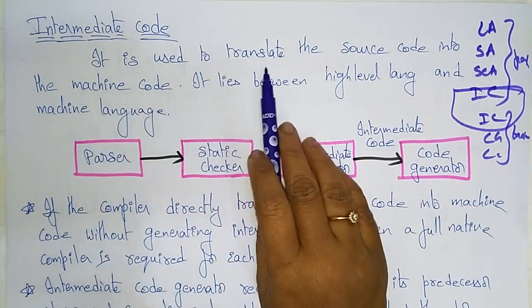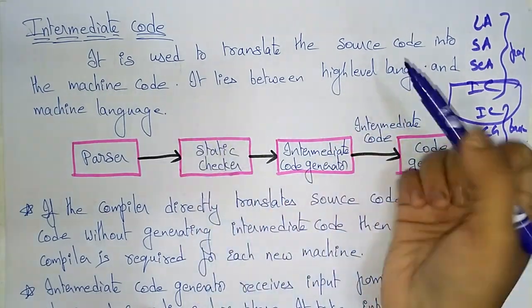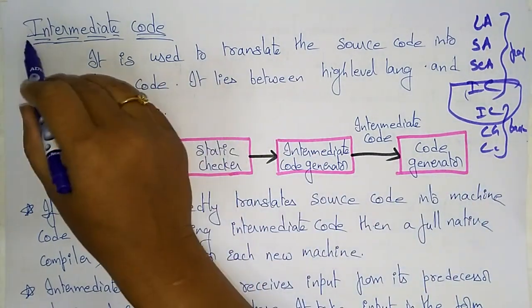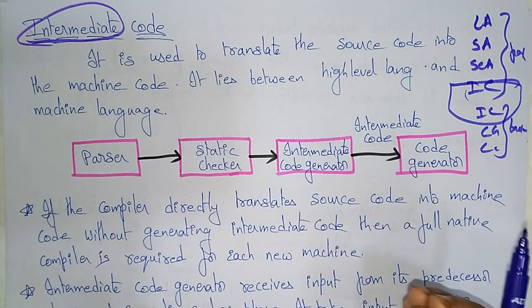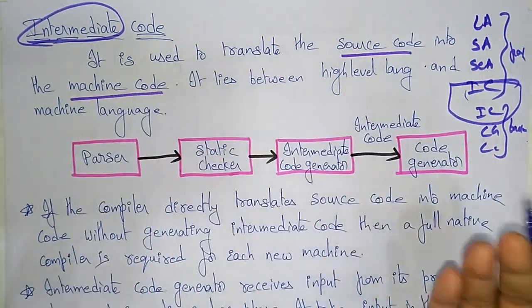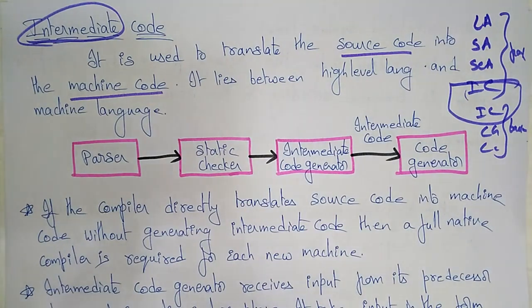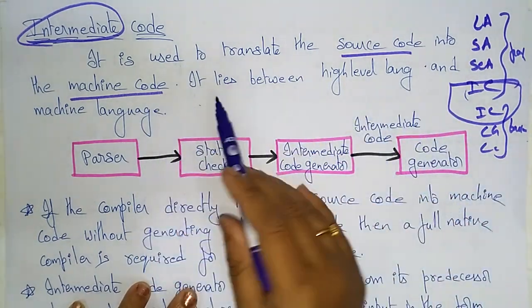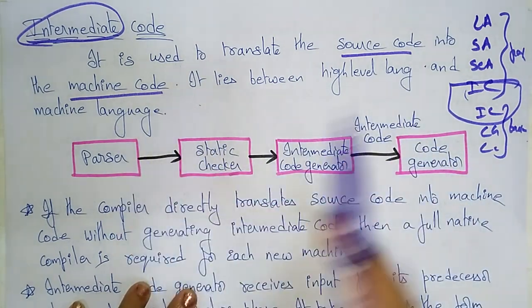It is used to translate the source code into a machine code. The main concept of intermediate, the name itself is saying it is an intermediate, acts in between from source to destination. If you want to reach from source to destination, there is a mediator, that is an intermediate. So it is between the source code and the machine code, or you can take it as an assembly code, means the compiler will give the result as an assembly code. It is used to translate the source code into the machine code, which is an assembly language. It lies between the high level language and machine language.